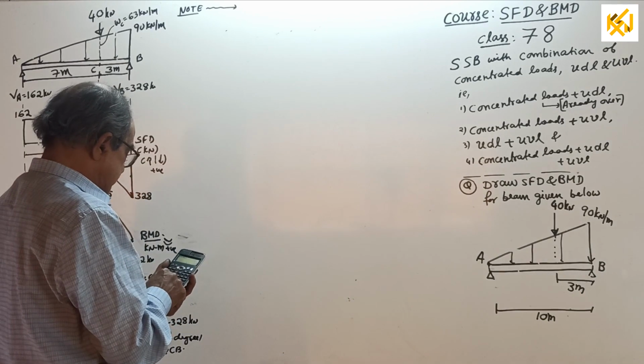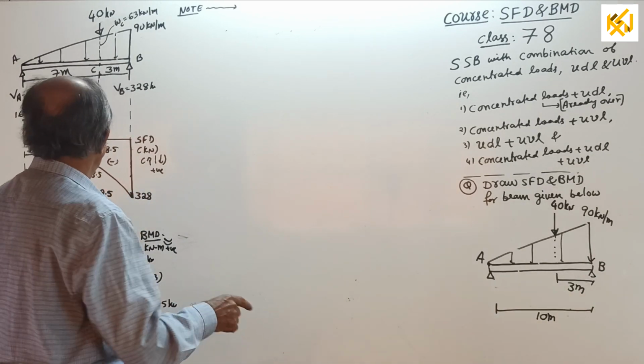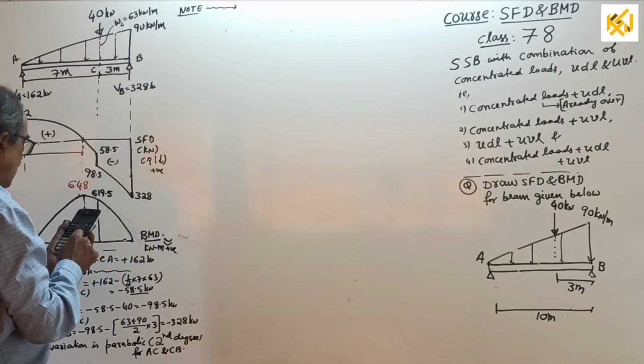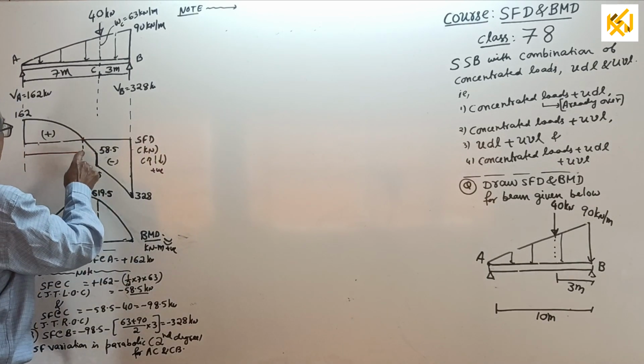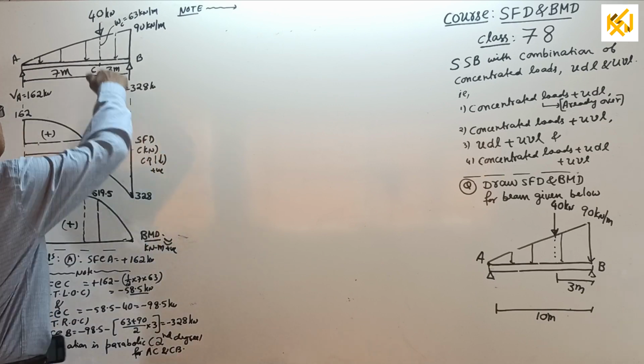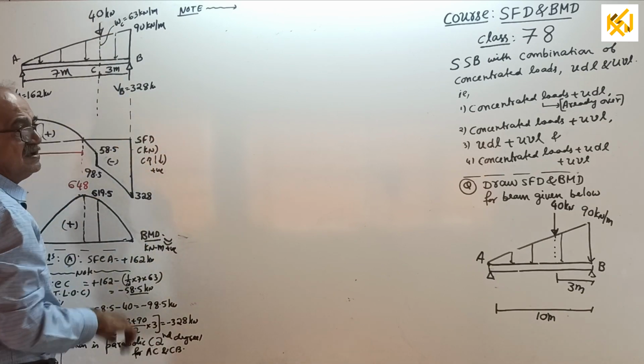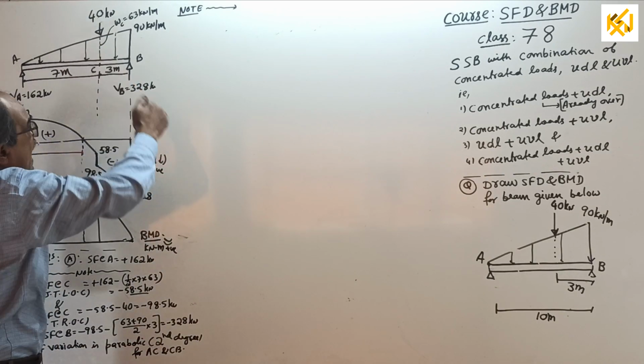Half into 7 into 63 is 220.5. So, you go up by 162. From 162, subtract 220.5. You will get minus 58.5. Then, suddenly come down by 40. 98.5.